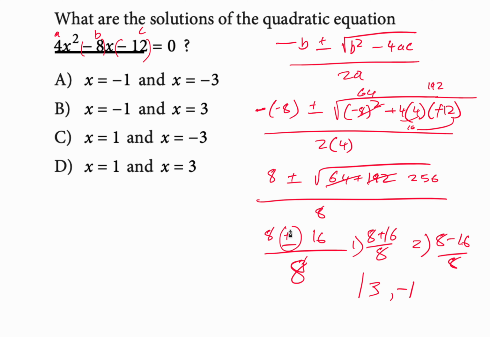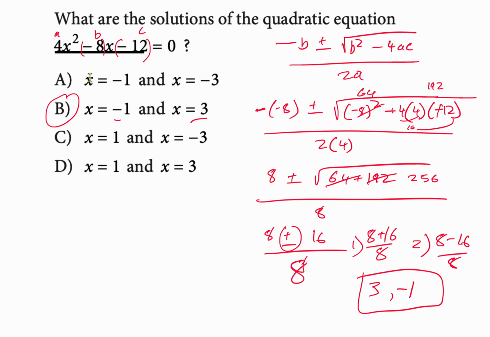So you have negative 1 and 3, right? Negative 1 and 3, that's B. Those are your answers. So you have two answers: x could be 3 or x could be negative 1. So these are the steps that you would need to use in order to solve the equation for x using the quadratic equation. So yeah, that's how I would tackle this.